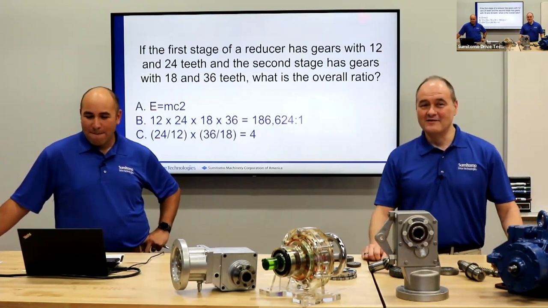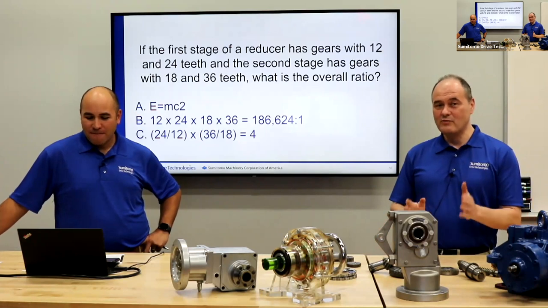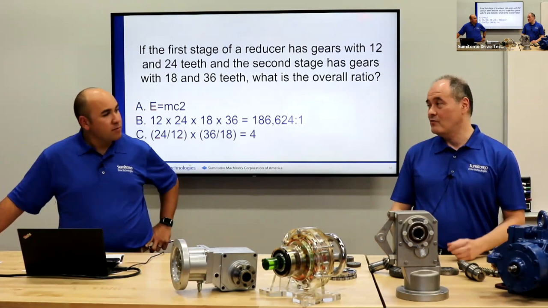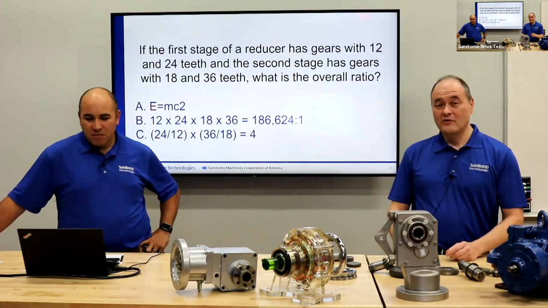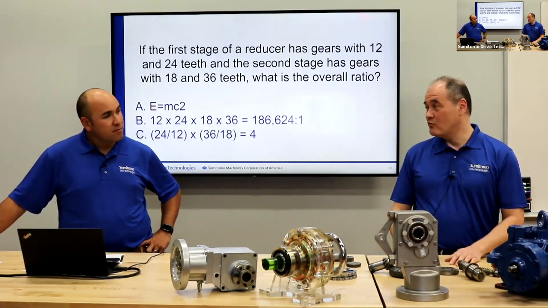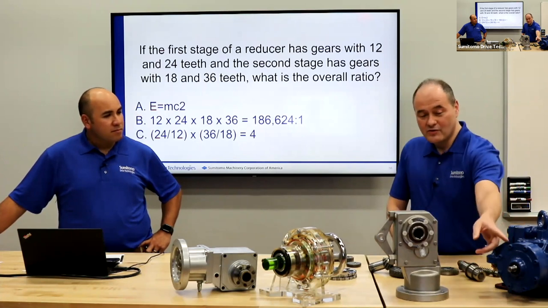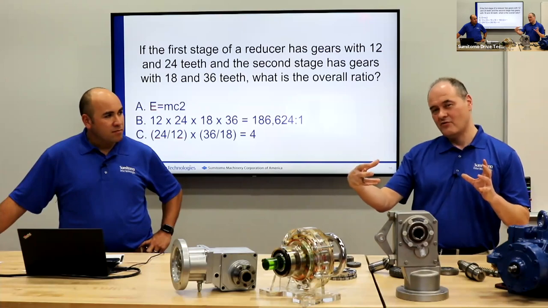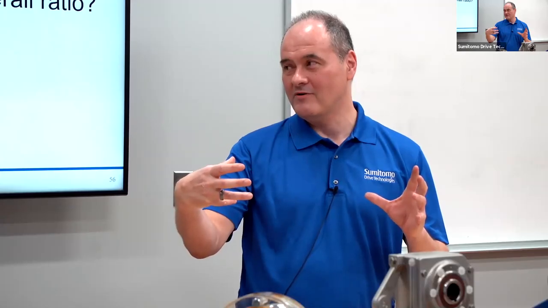That's exactly right. So you just divide the large number by the smaller number. 24 by 12 is 2, and 36 by 18 is also 2. 2 times 2 is 4. But I will say that with the Cyclo product line, they're very modular. You can stack stages together, about 3 stages, 4 stages. We could do 186,000. Oh, okay.